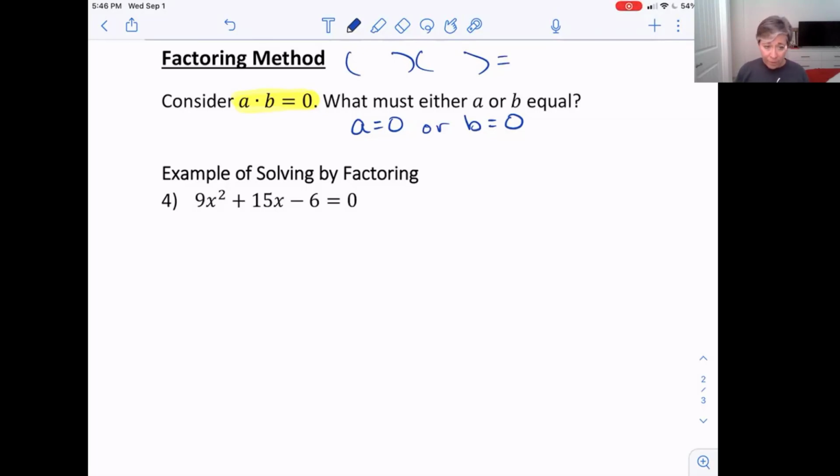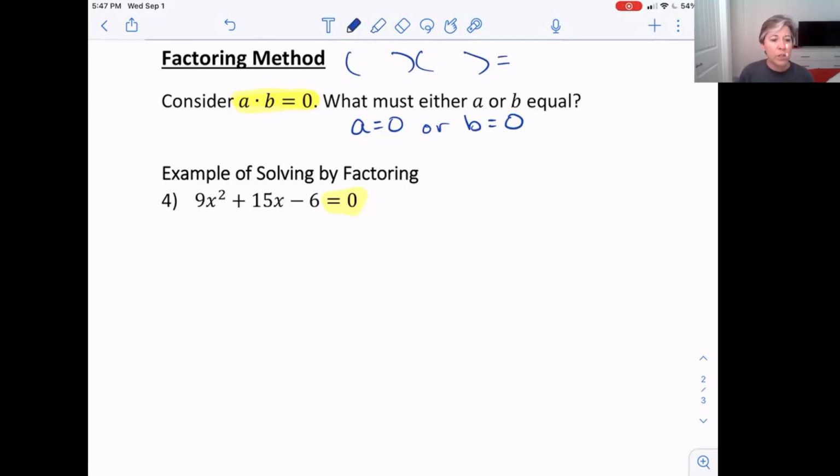So to solve by factoring, we have to have it set equal to 0. And if it's been a while since you factored, I put in your modules a whole bunch of reminder videos on how to factor with different methods. GCF, grouping, trinomials, using a couple of different methods. I'm going to use the bottoms up method here, but you can use whichever method you prefer.